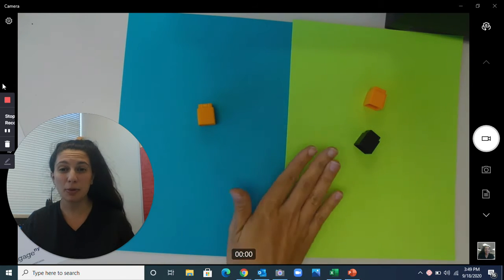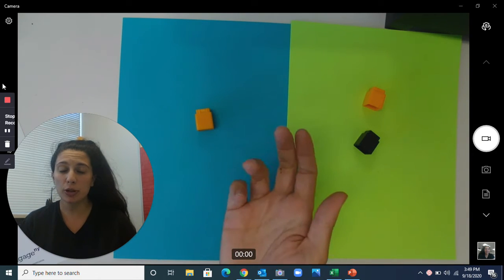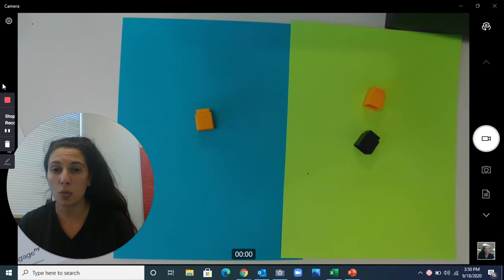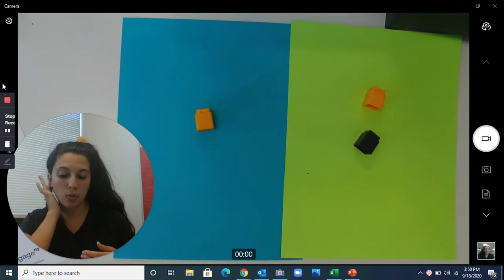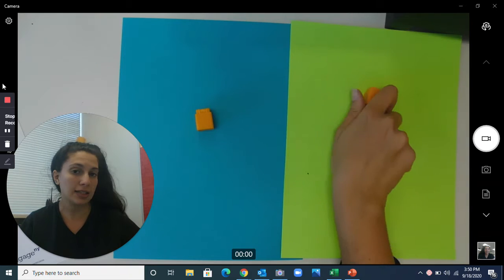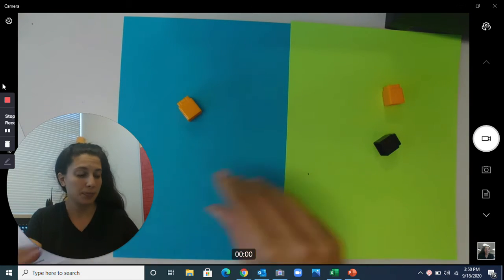That is my number story. So my story was there were 3 bears. 2 bears went to a field and 1 bear went to the water. So now we're going to look at this a little bit more. If I'm looking at it, I can say 2 bears and 1 bear make 3 bears together.